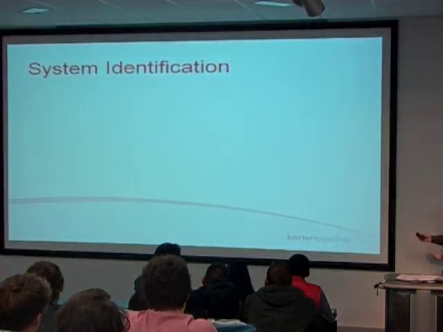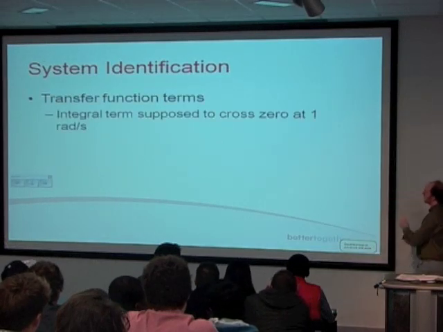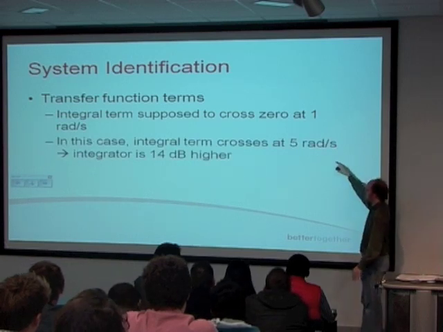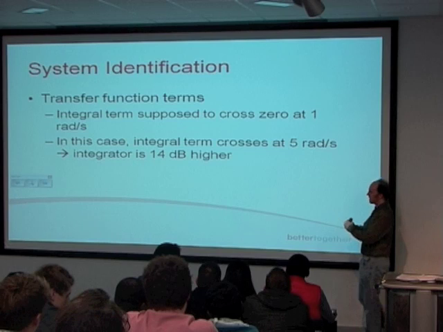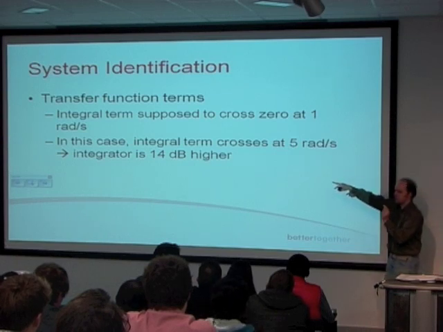The integral term was supposed to cross at 1 radian per second. In this case, the integral term crosses at 5 radians per second. And so the integrator is actually 14 decibels higher. And so to get that gain term, we've got an amplitude of 14 decibels.